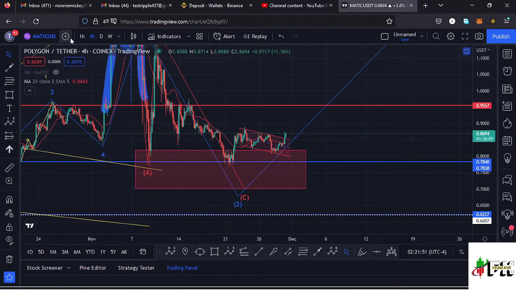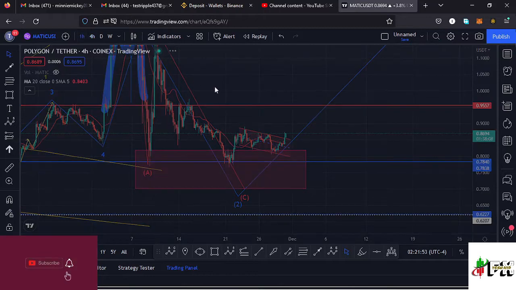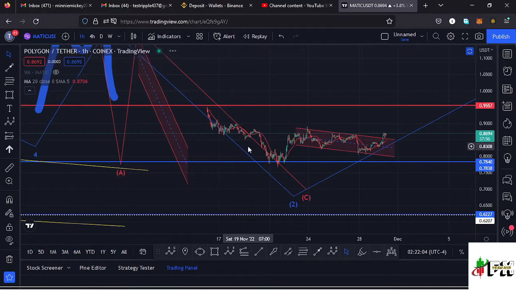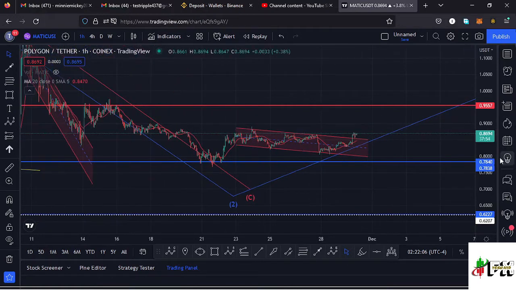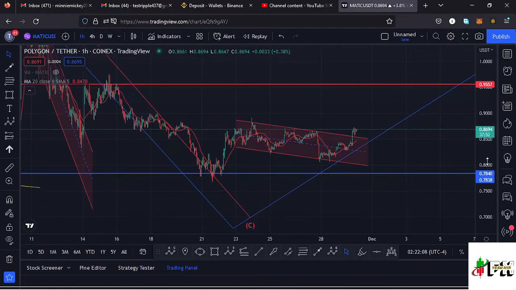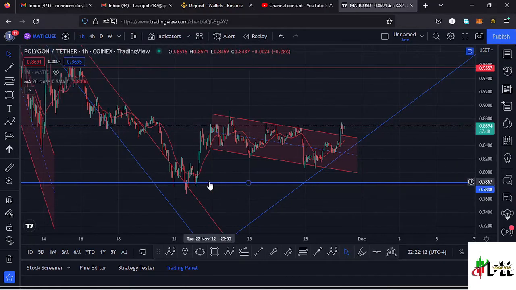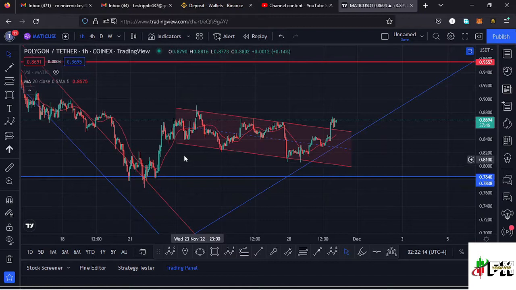And jumping to the 1-hour chart, where I believe we have chart patterns that can give us the short-term scenarios that we can expect to play out. Here on the 1-hour chart you can see we have this channel that we have been trading within, and that happened after we touched the key area of support at around the $0.78 mark, then saw a very nice bounce to the upper side over here, then started trading within the channel.